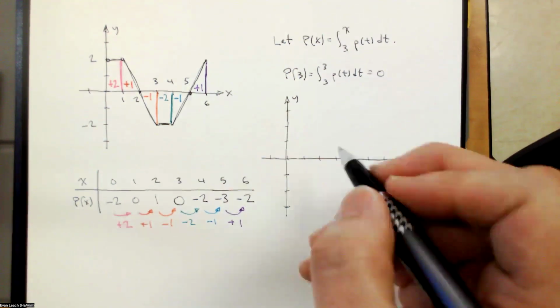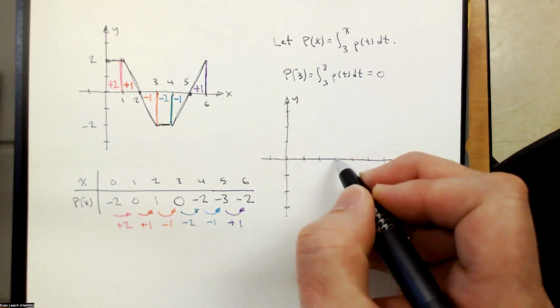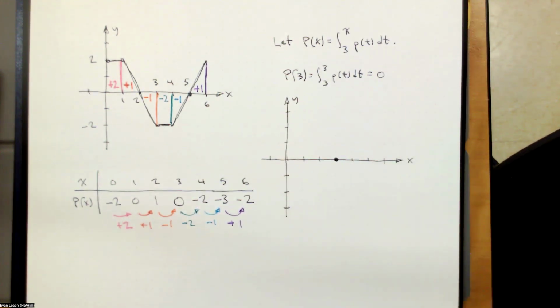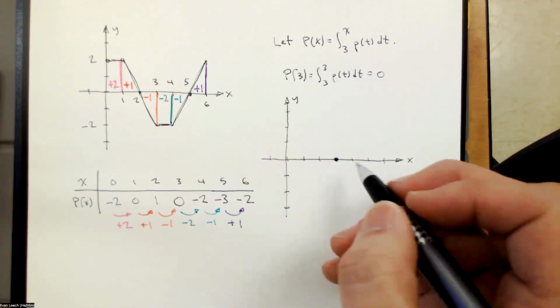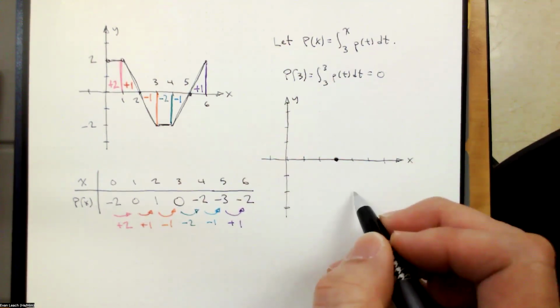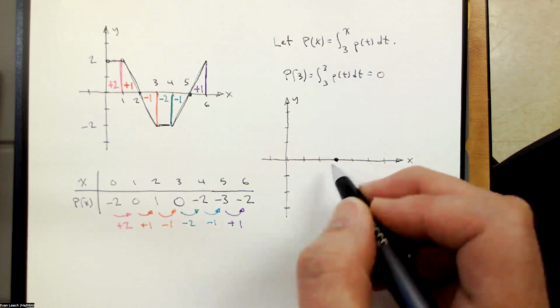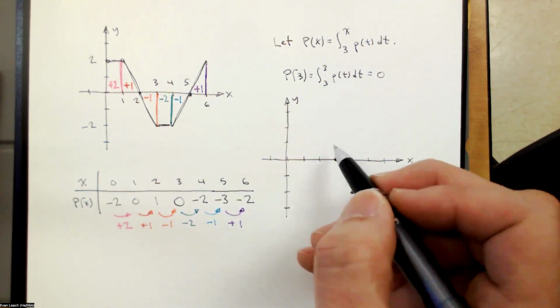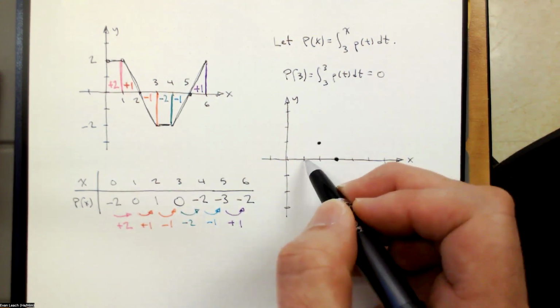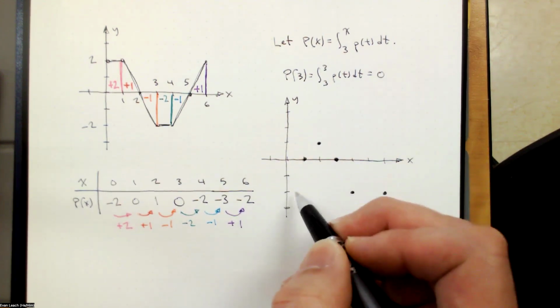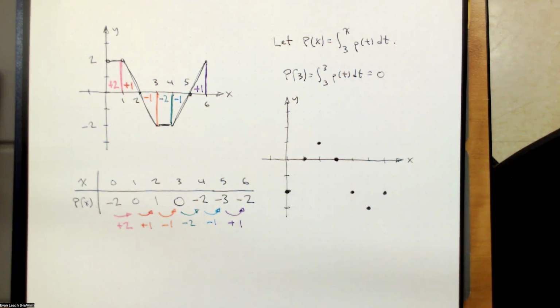Now we have all the values that we want. Capital P of 3 is 0. Then we decrease by 2 to negative 2. Then we decrease by 1, and then increase by 1. Before that, we had decreased by 1. Before that, we had increased by 1. Before that, we had increased by 2.